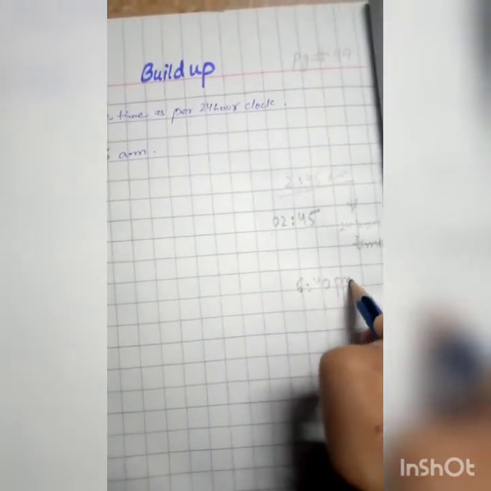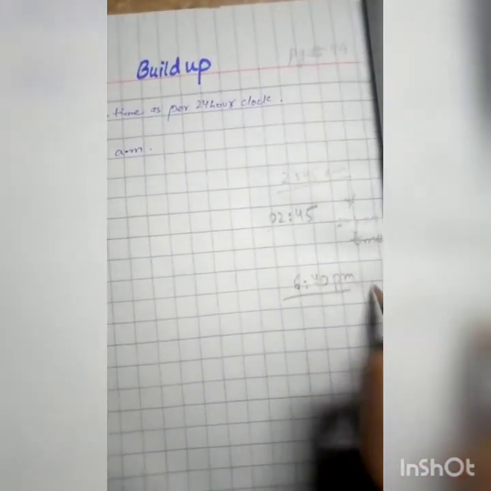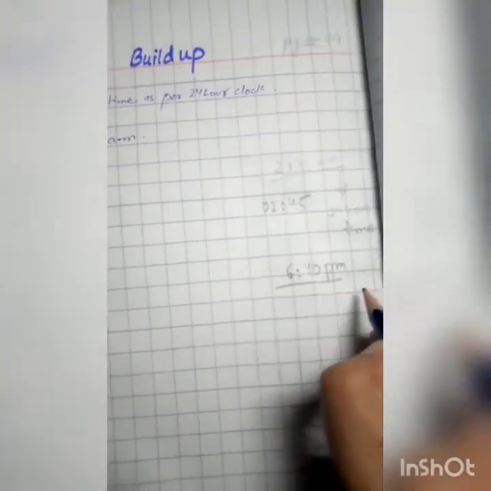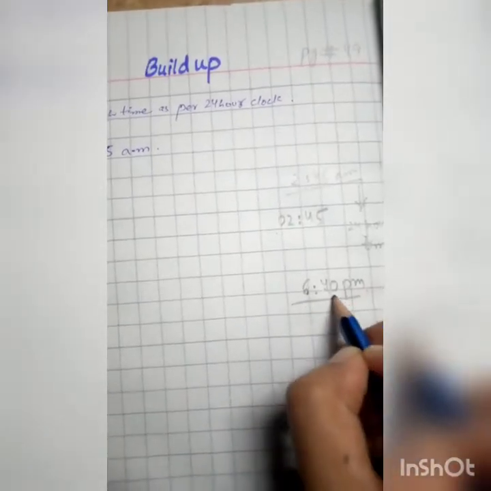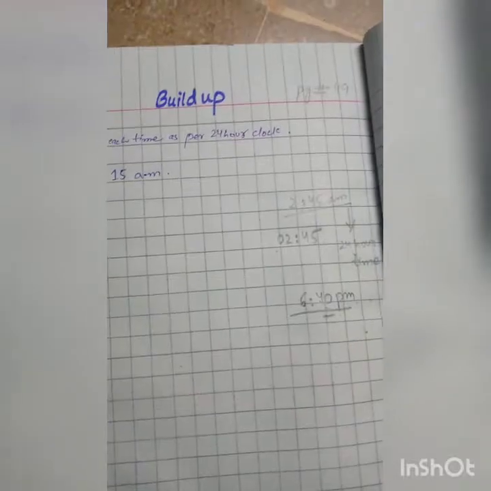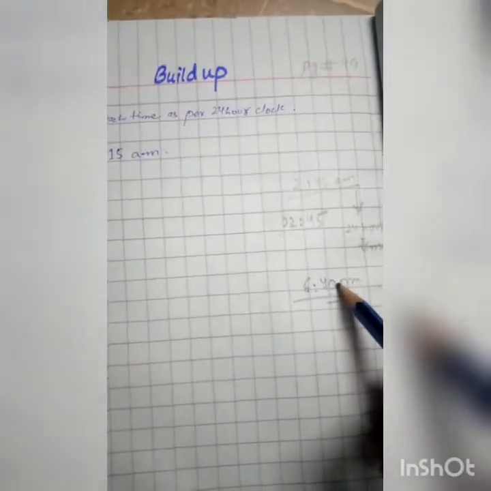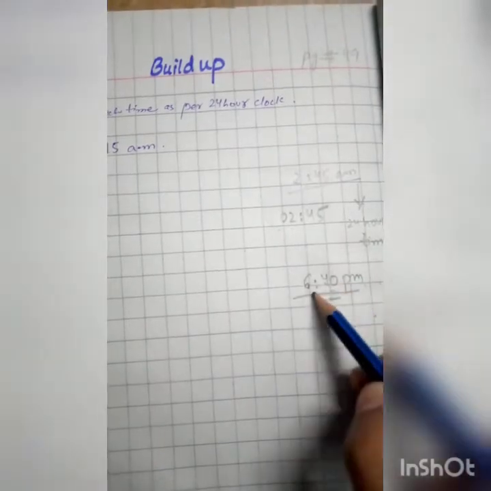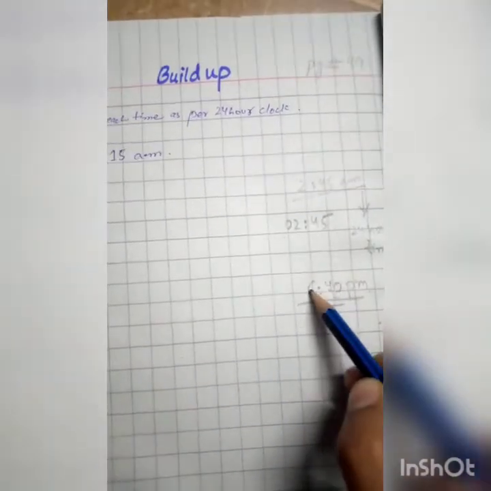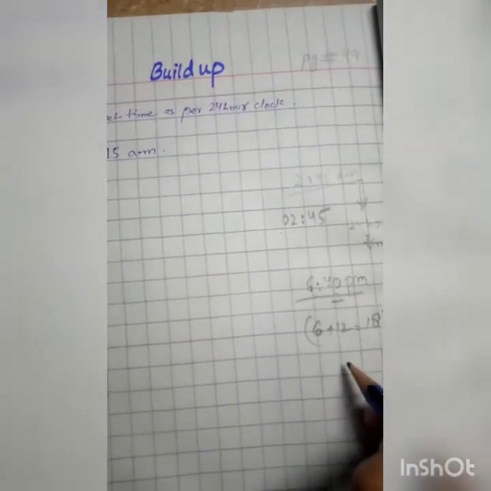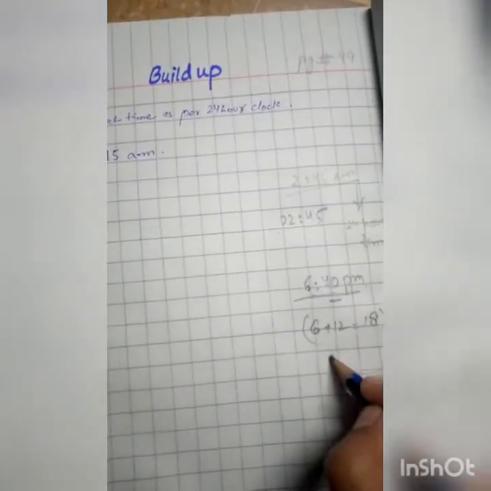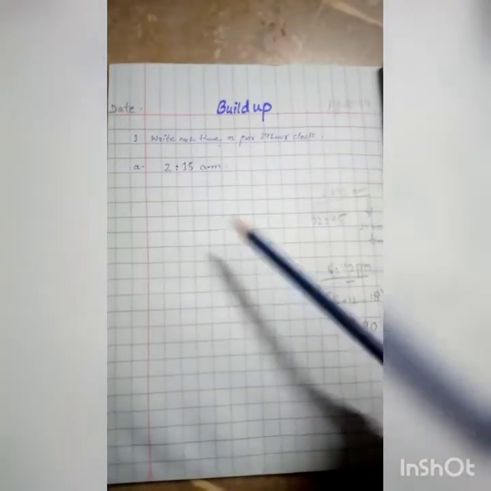When p.m. is written with the time and we have to change it into 24-hour time, we just add 12 to the hours and the minutes remain the same. For example, the hour is 6, so 6 plus 12 is 18, and it changes into 18:40.